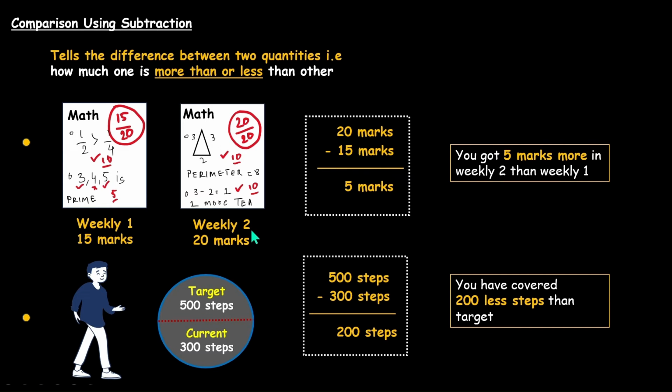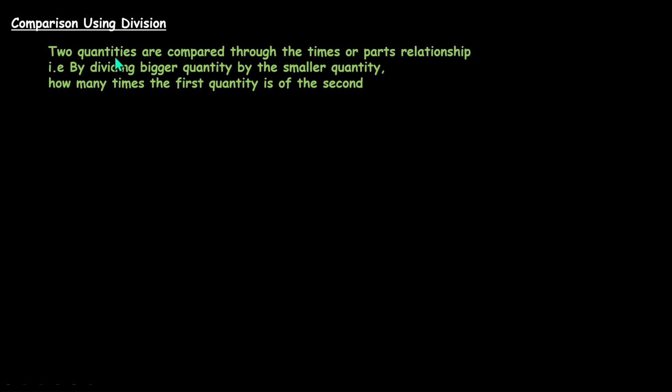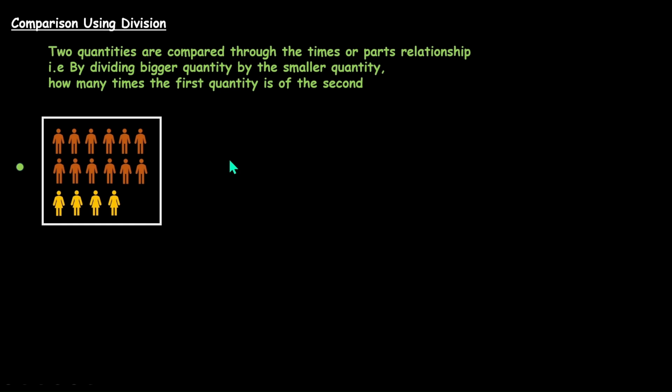Another way to compare is using division. So let's see that. For comparison using division, we compare the quantities through the times or parts relation, as in how many times or how many parts one quantity is of the other. And we do that by dividing the bigger quantity by the smaller quantity. So let's understand this with an example.